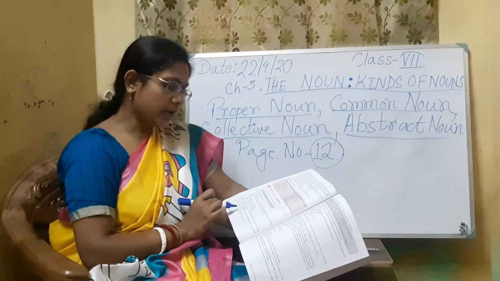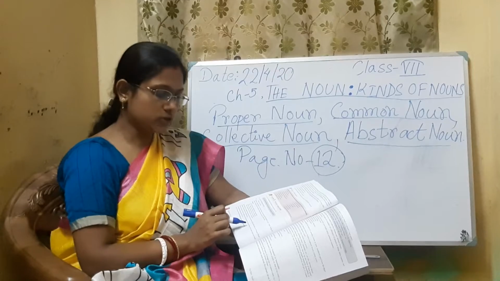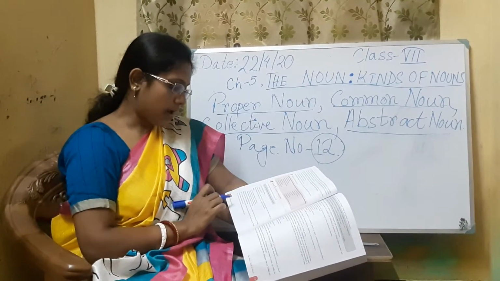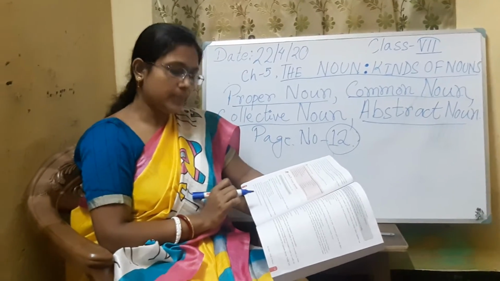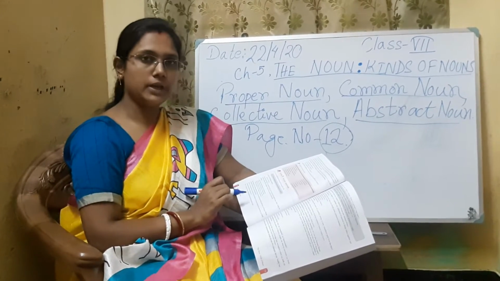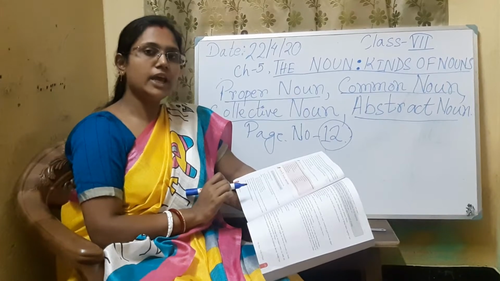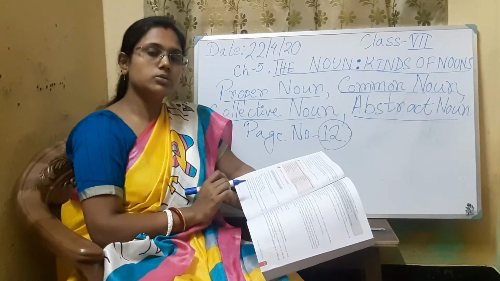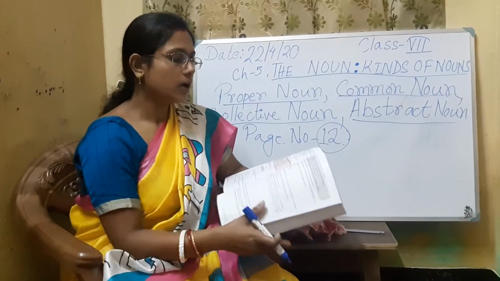Common noun, again I am telling, is a name which is given common to every person or thing of the same class or kind. And proper noun is the name of some particular person or place. So proper noun is given to a particular person or place, like Kolkata, Darjeeling, or the name of any newspaper, Times of India, or the river Ganga. These are proper nouns.